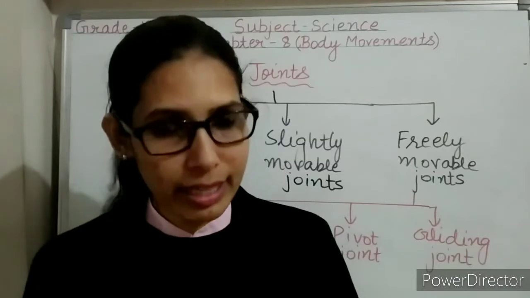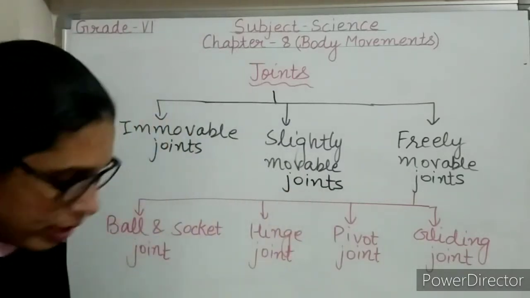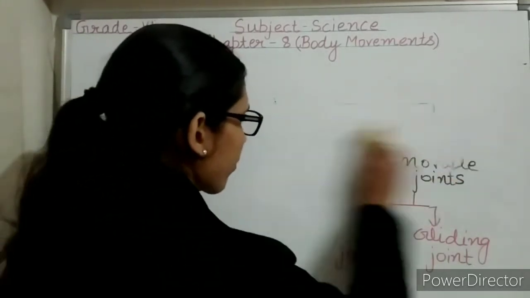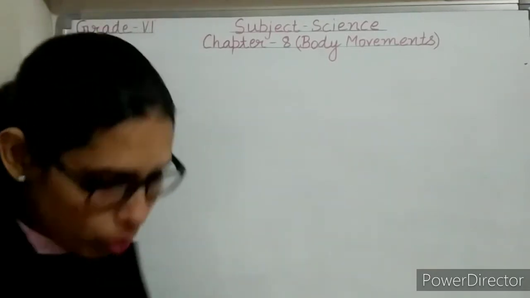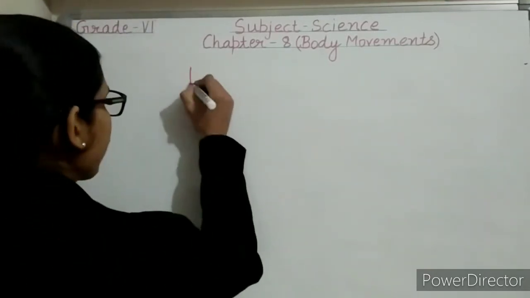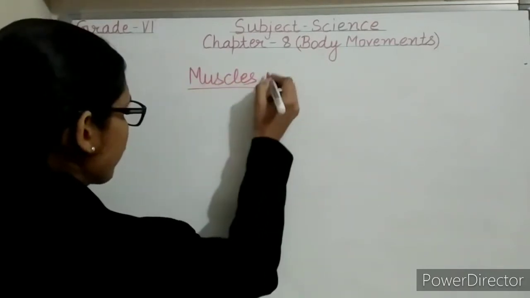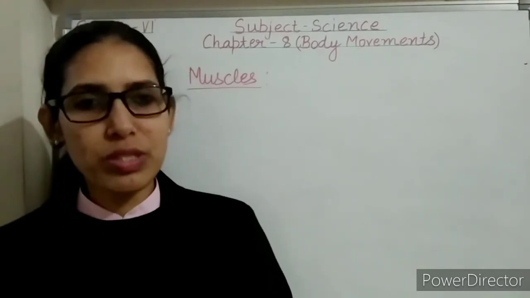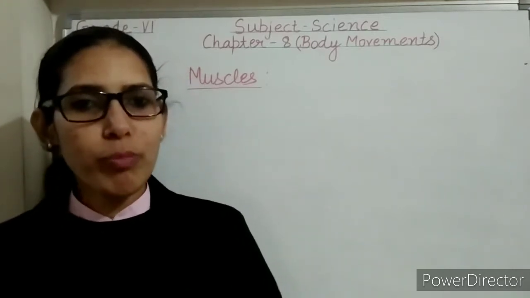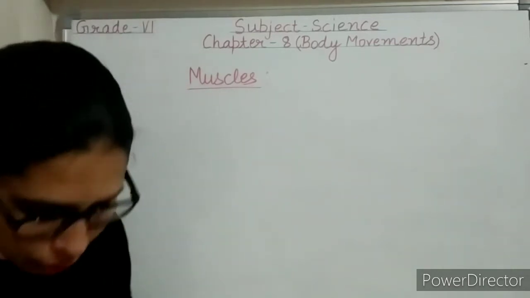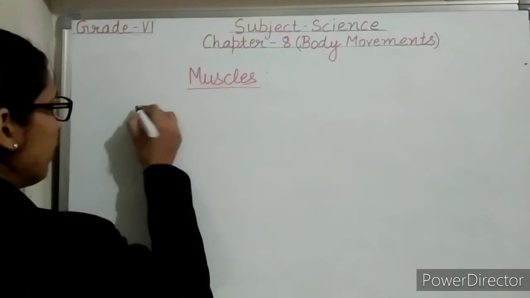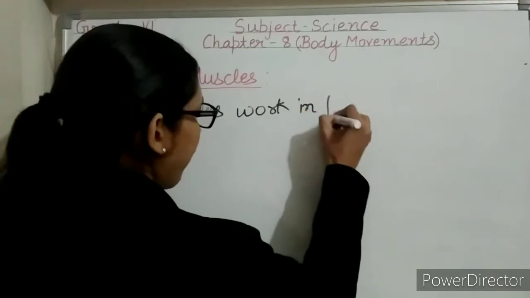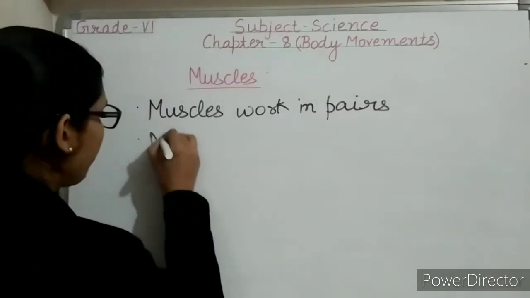Now let's move on to the muscles. Now the next is muscles. If we talk about the muscles, they are soft elastic tissues. They help bones make movements at the joints. So if we talk about the muscles, we need to know some characteristics about them. Muscles work in pairs. And muscles can only pull the bone.